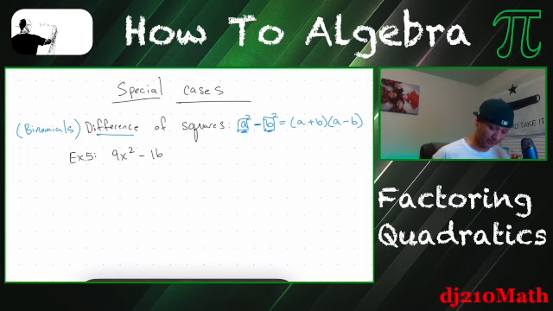Here we have 9 and 16. 9 is definitely a perfect square. It's 3 squared. X squared is still there. Minus, that's the key. If this was plus, we wouldn't be able to do this. Only if it's minus, a difference of squares. There's no such thing as a sum of squares. And then 16 is really 4 squared.